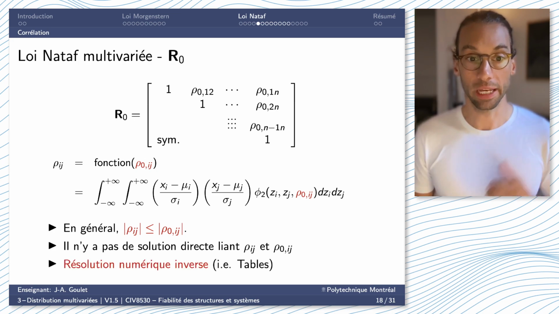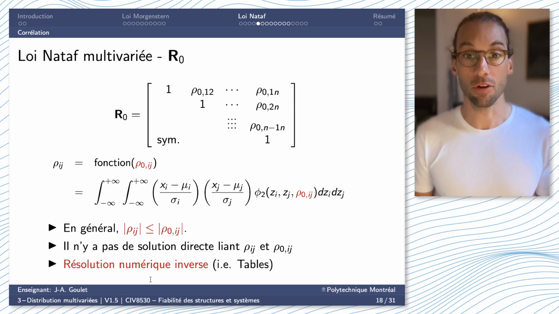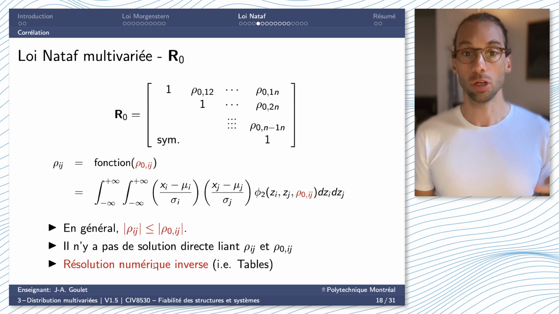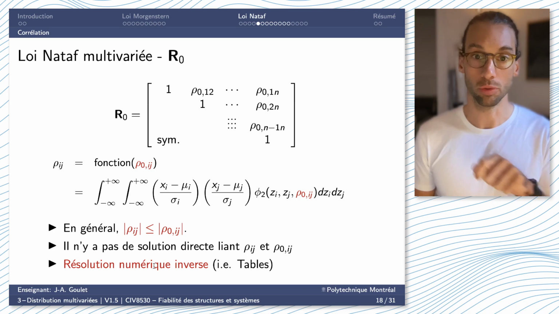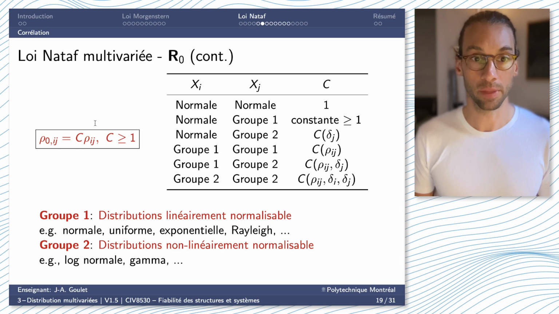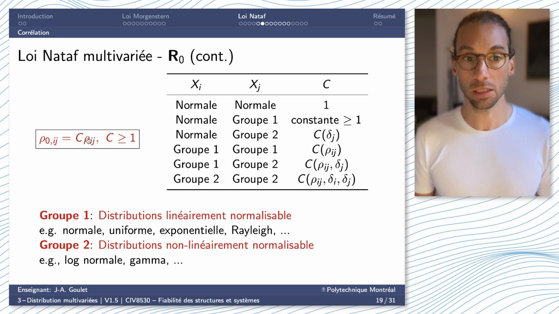So what we can do is an inverse numerical resolution, and these approximate results are available in tables. In modern codes such as Pystra or Pyre, they're going to directly make the numerical resolution without necessarily looking at the tables we're going to see here. So if we look at the table, we're going to say that rho 0 is going to be equal to a constant C times rho ij, where that constant is greater or equal to 1.